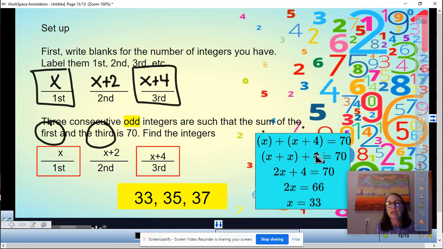I rearrange, combine like terms, solve for x, and I get that my first number is 33, my second is 35, and my third one is 37.